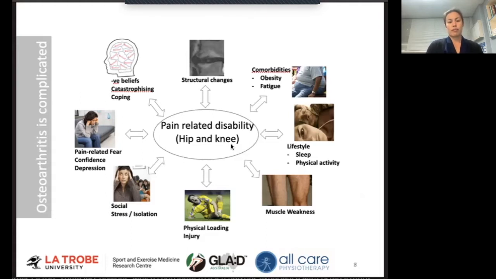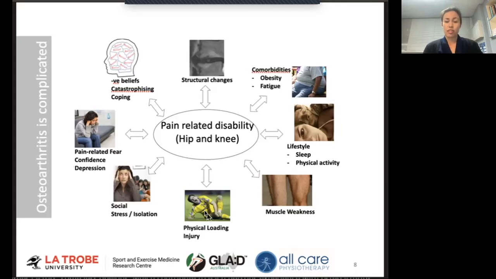So if we look at this map here, we can see all of these different factors. You've got your structural changes, which is what people often associate with arthritis: that cartilage change, the joint change, and the images on an X-ray. But you also have your negative beliefs, pain-related fear, lack of confidence, low mood or depression. Social stress and isolation can also affect how you perceive your hip and knee pain.